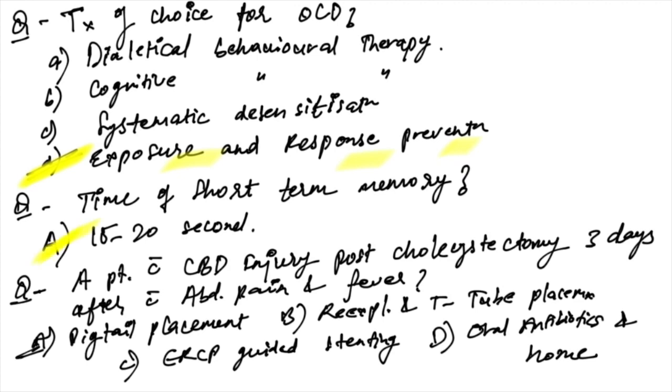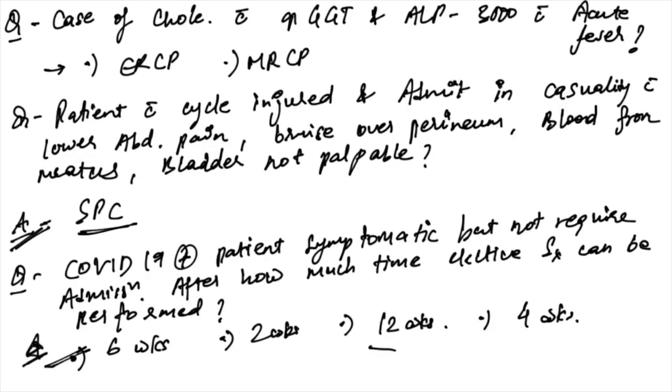And a patient with CBD injury post cholecystectomy, 3 days after, with abdominal pain and fever. What will be the line of management? Pigtail placement is the management of choice for this, and re-exploration and T-tube placement is not the treatment of choice. No ERCP and no oral antibiotics and sending home. Pigtail placement is the treatment of choice. The case of cholangitis with increased GGT and alkaline phosphatase 3000 with acute fever. So ERCP will be done.